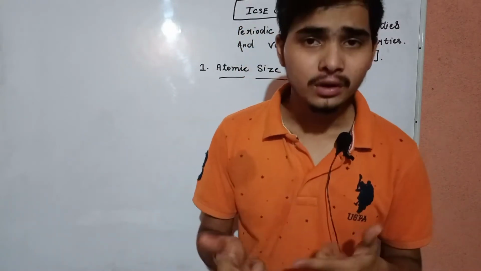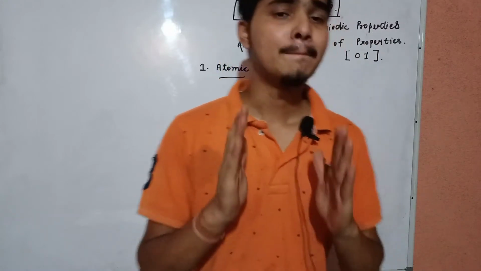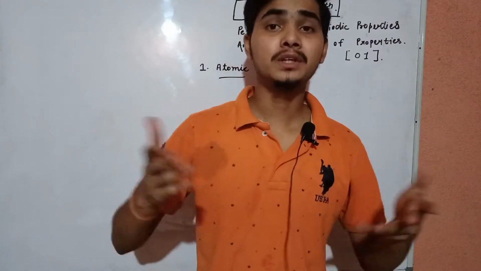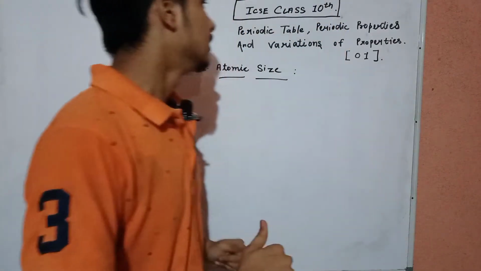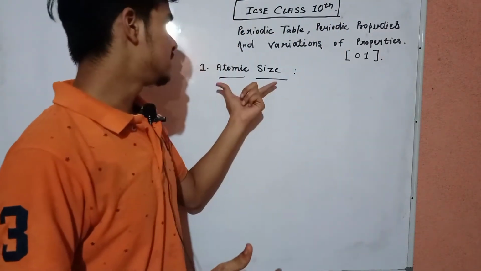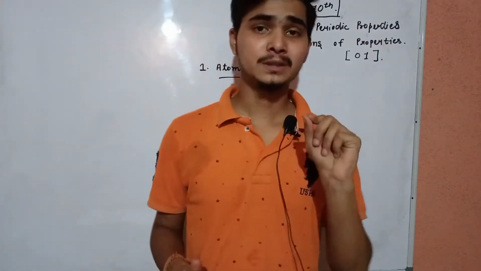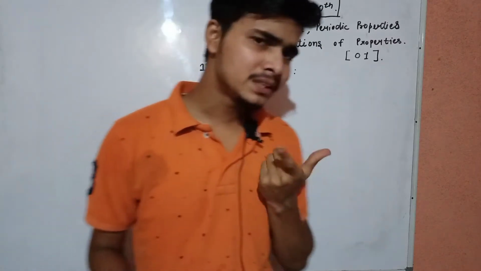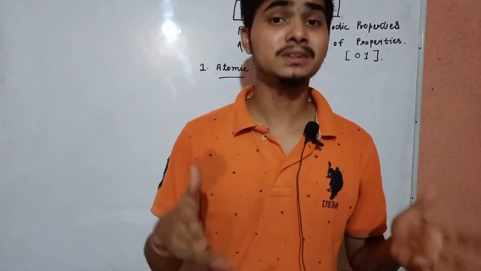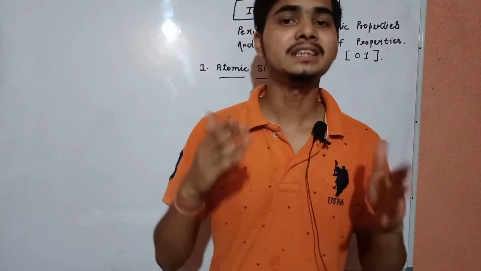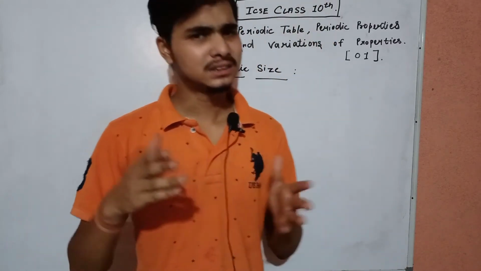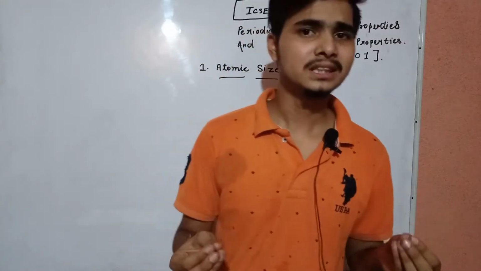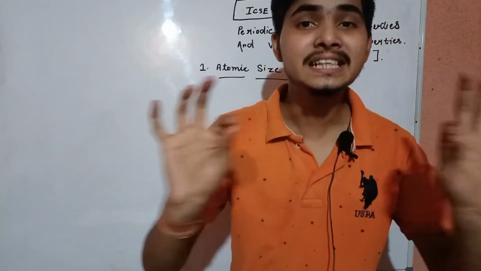Specifically for this video, our main concern is periodic properties. First of all, we will deal with what is the periodic property. Then mainly today we will deal with atomic size, the first property which is given in your book. So we will see what is atomic size, the trends in atomic size, and some things which are also exceptions and some more things about atomic size in detail.